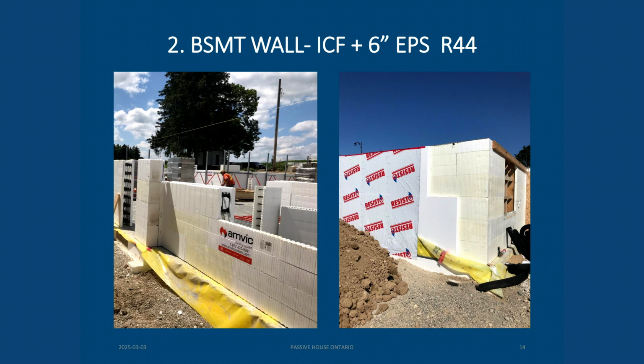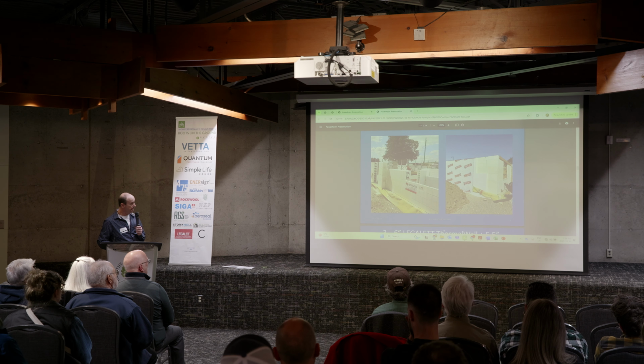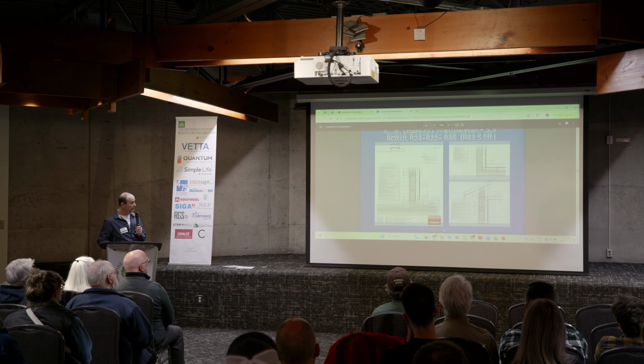This was an ICF basement wall assembly with an additional layer of insulation on the outside, on the right-hand side that you can see, and the yellow control layer for vapor and air coming through the slab. You'll see later on how that interfaces with the wall assembly.